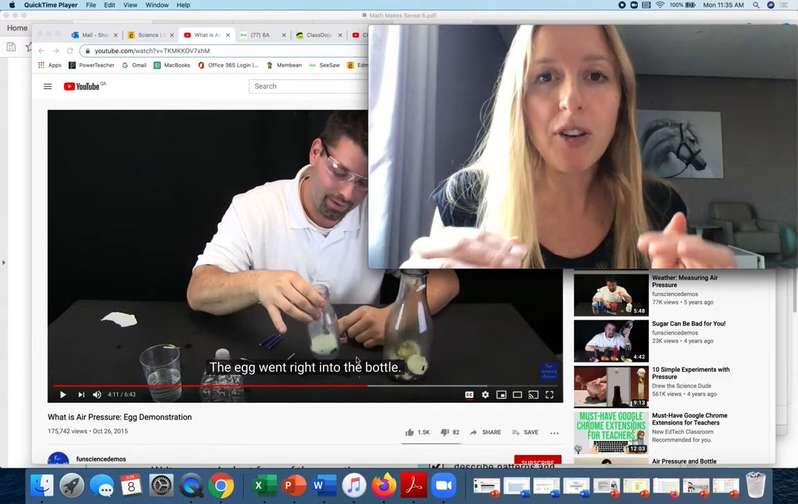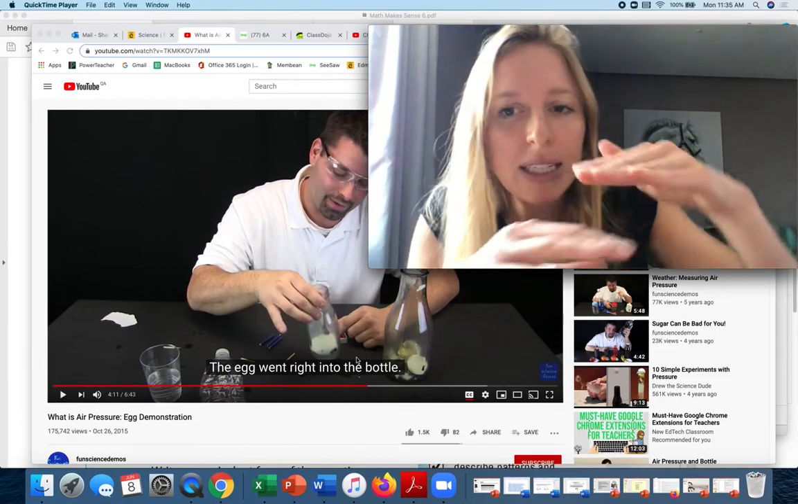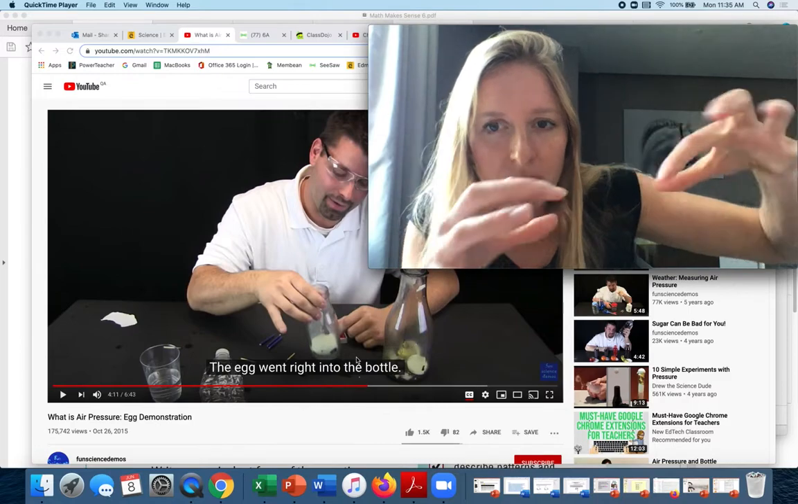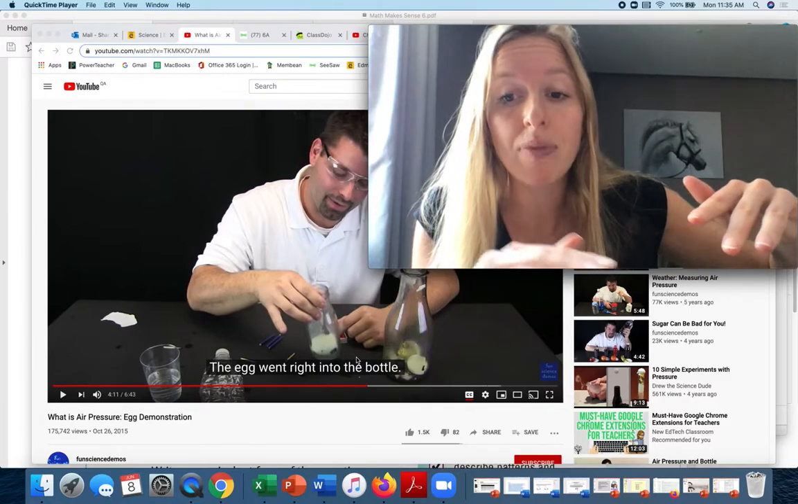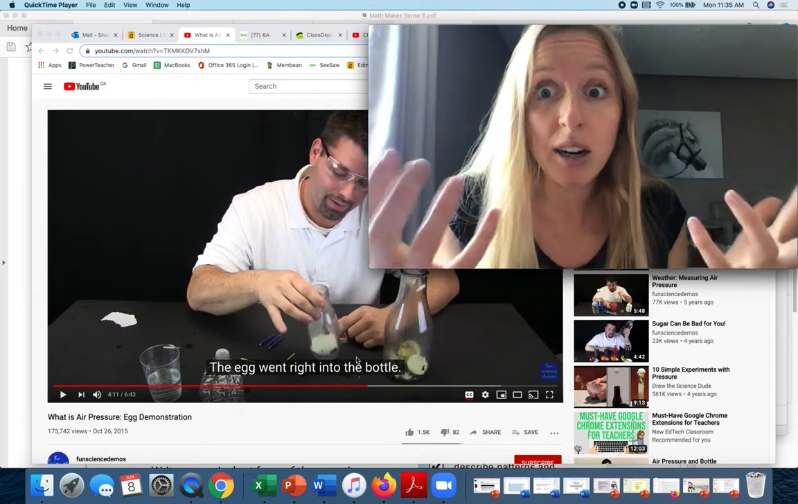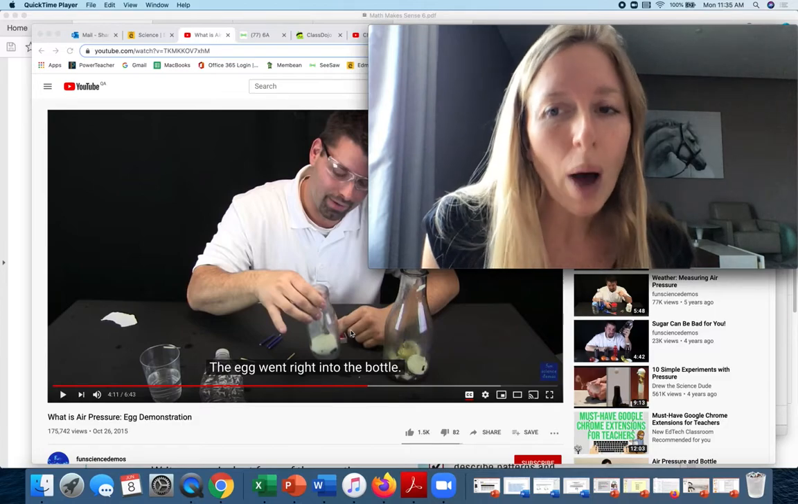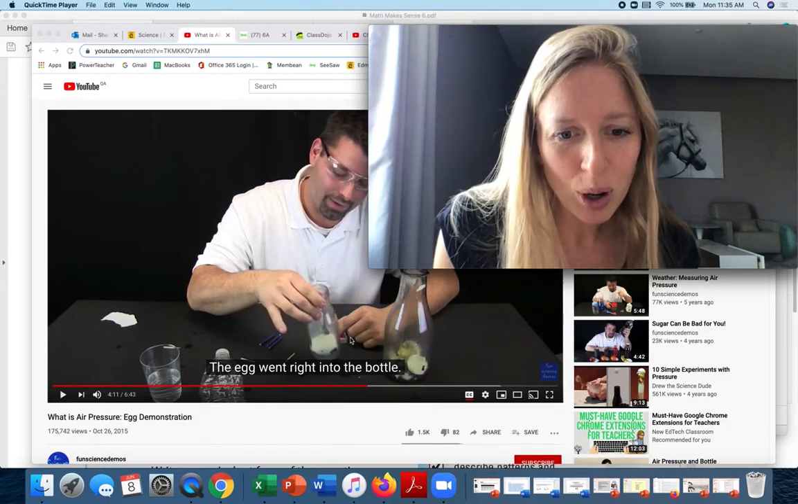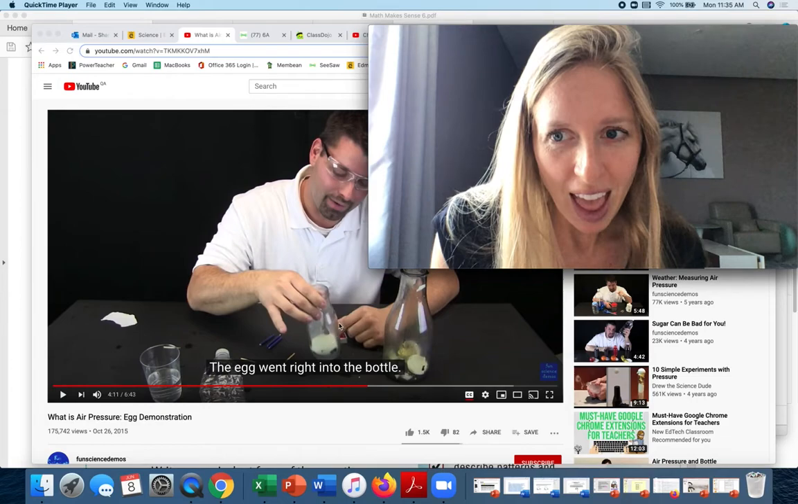That's also why if you're making a campfire and it's going out, the tip is to get down right to the base where the logs are and then blow on it, because that helps the fire generate faster. So what he did here is he put the piece of paper into the bottle, right? And then he put the egg over top.